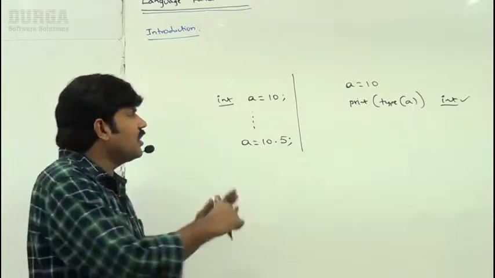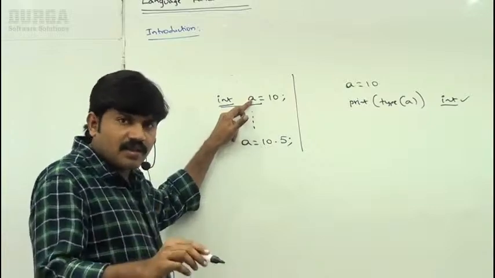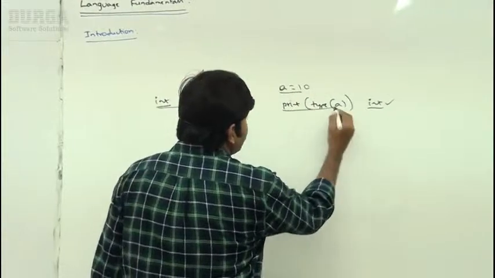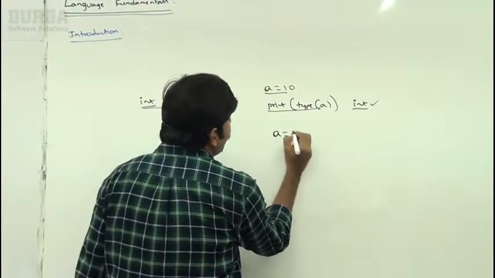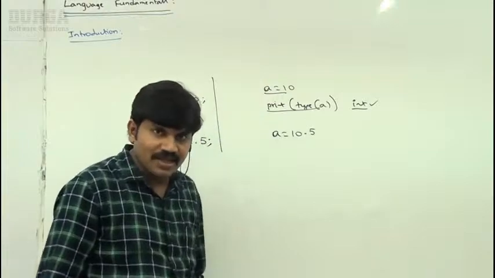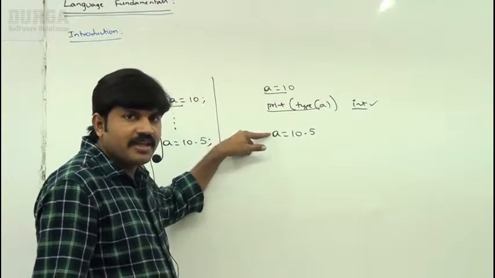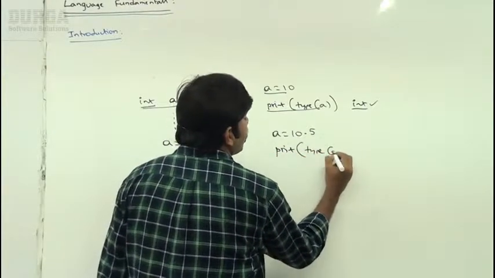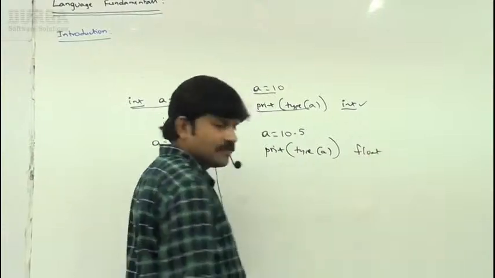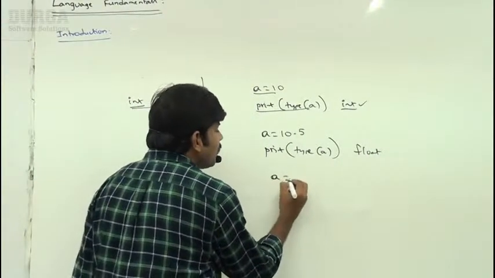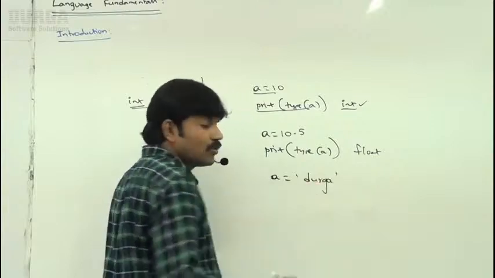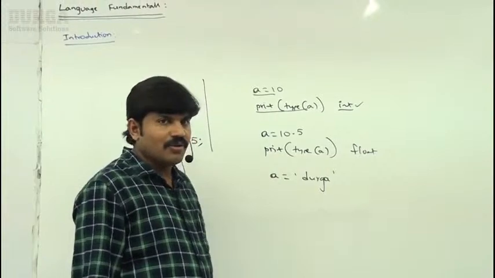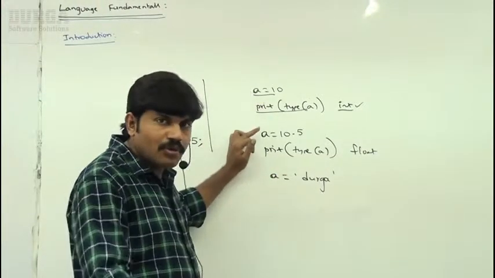So throughout its lifetime, this a is always what type? Int type only. But in Python, do you know what is the type of a? Int, sir. In the next line, I can take a is equal to 10.5. Now onwards, a is a float type variable. If you want, you can print type of a. Now you are going to get float type, sir. Next, immediately I am taking a is equal to Durga. It is a string type. Are you getting? Now onwards, a is a string.